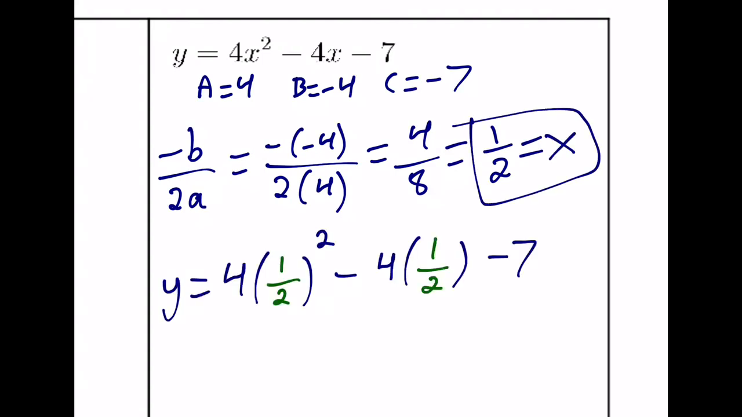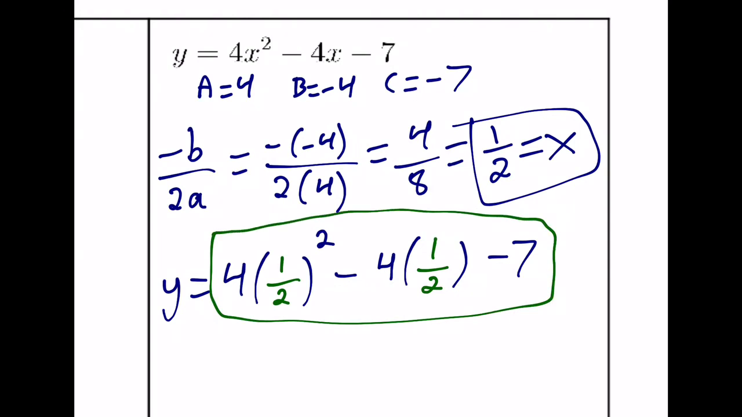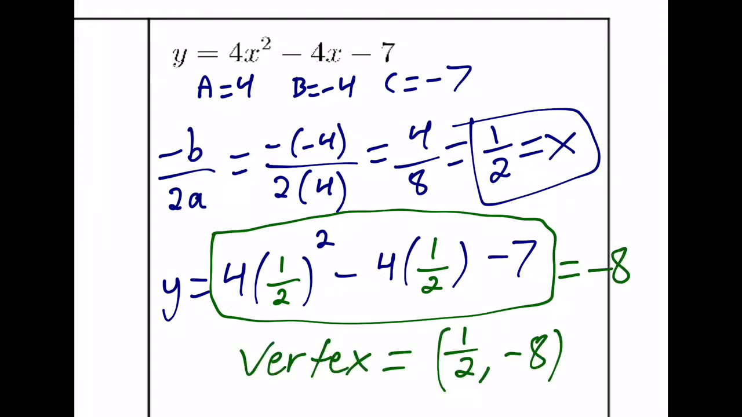This is about that time where the parentheses come in handy. If we enter exactly like this on our calculator, with parentheses, we get the right answer. Without, order of operation goes wrong. We get -8 for y, so our vertex is 1/2, comma, -8.